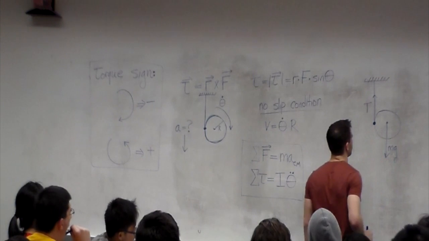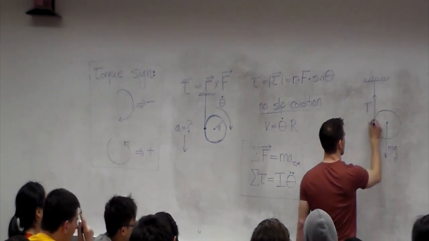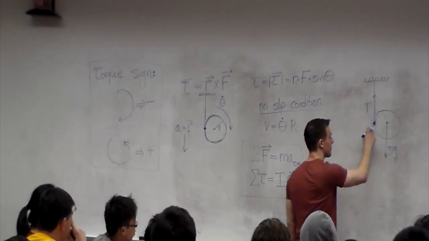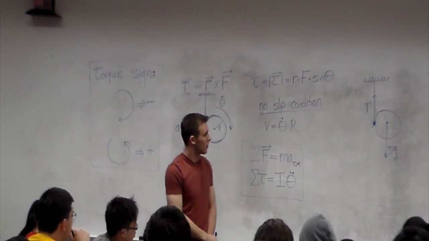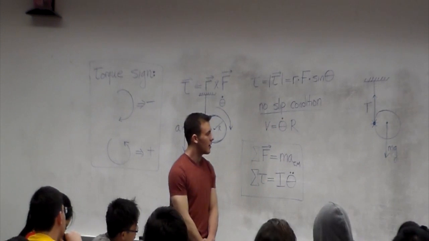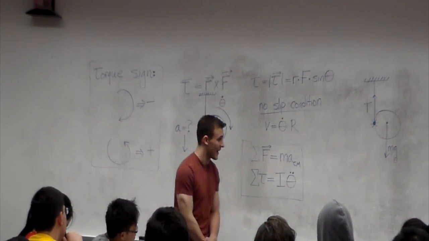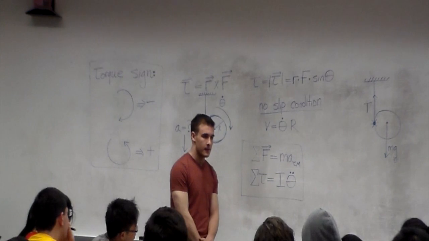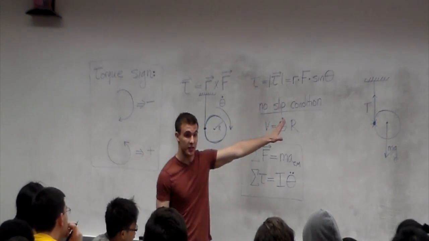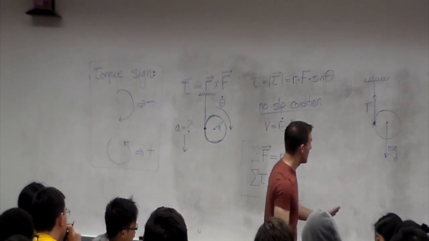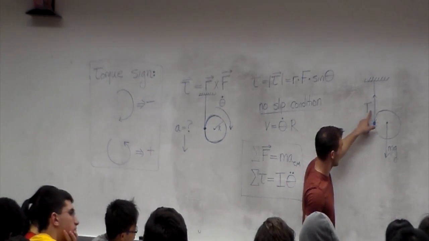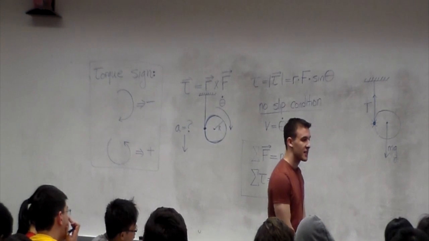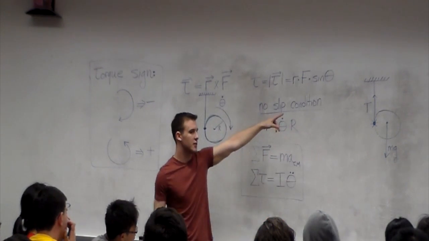Let's see what happens. Here's the axis of rotation, the point about which I'm going to sum my torques. Which of those two forces apply a torque around that axis? Gravity, right? But the tension doesn't, because it's acting right on that point. So if we choose this spot to add the torques around, the tension does not play a role, and we only have mg.